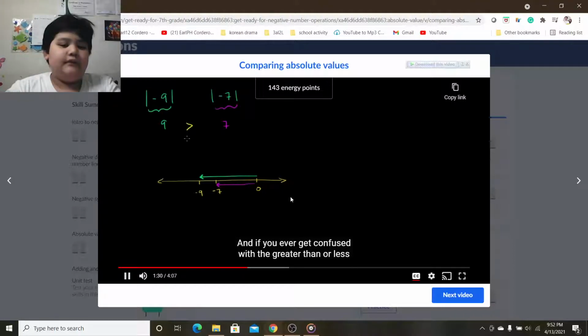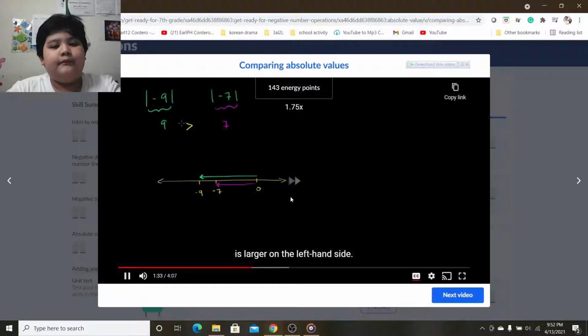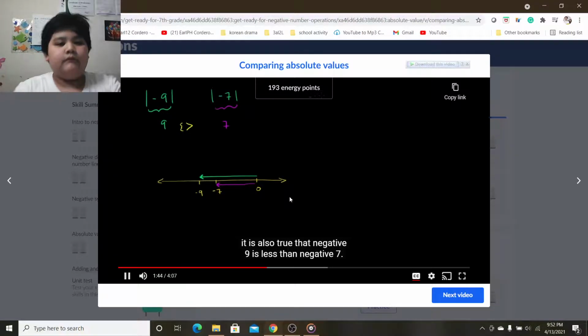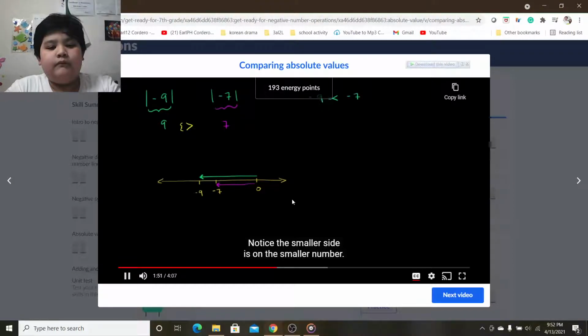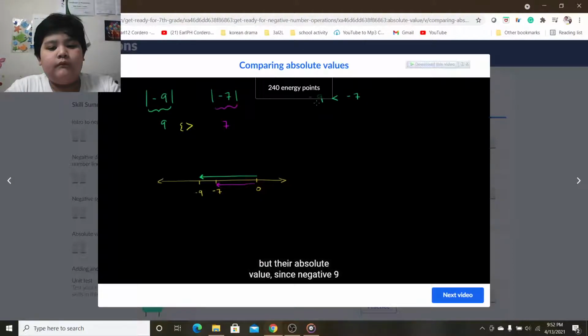If you ever get confused with the greater than or less than symbols, just remember that the symbol is larger on the left-hand side, so that's the greater than side. This is actually also a true statement: if you took these without the absolute value signs, it is also true that negative 9 is less than negative 7. Notice, the smaller side is on the smaller number. And so that's the interesting thing. Negative 9 is less than negative 7, but since negative 9 is further to the left of 0, the absolute value of negative 9, which is 9, is greater than the absolute value of negative 7.